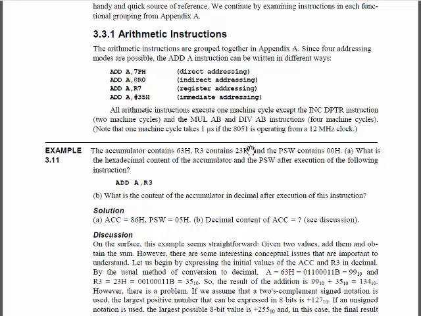Again, we're not going to worry. There's some examples here. It says the accumulator contains 63 hex, R3 contains 23. The program status word contains 00. What's the hexadecimal result of that? Now, the accumulator is equal to 63, and R3 contains 23. We add the two of those up. That looks like it's going to be 86, right? The program status word is going to be 5. Why? I don't know.